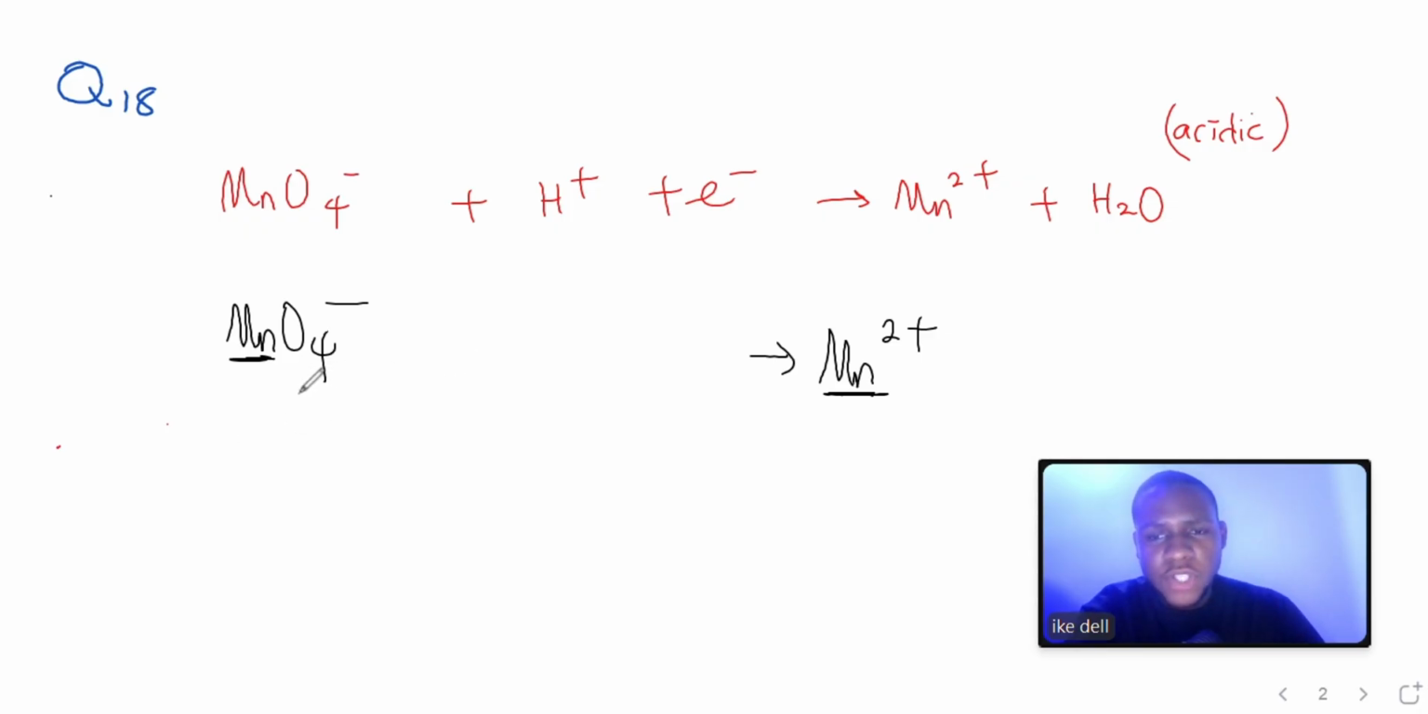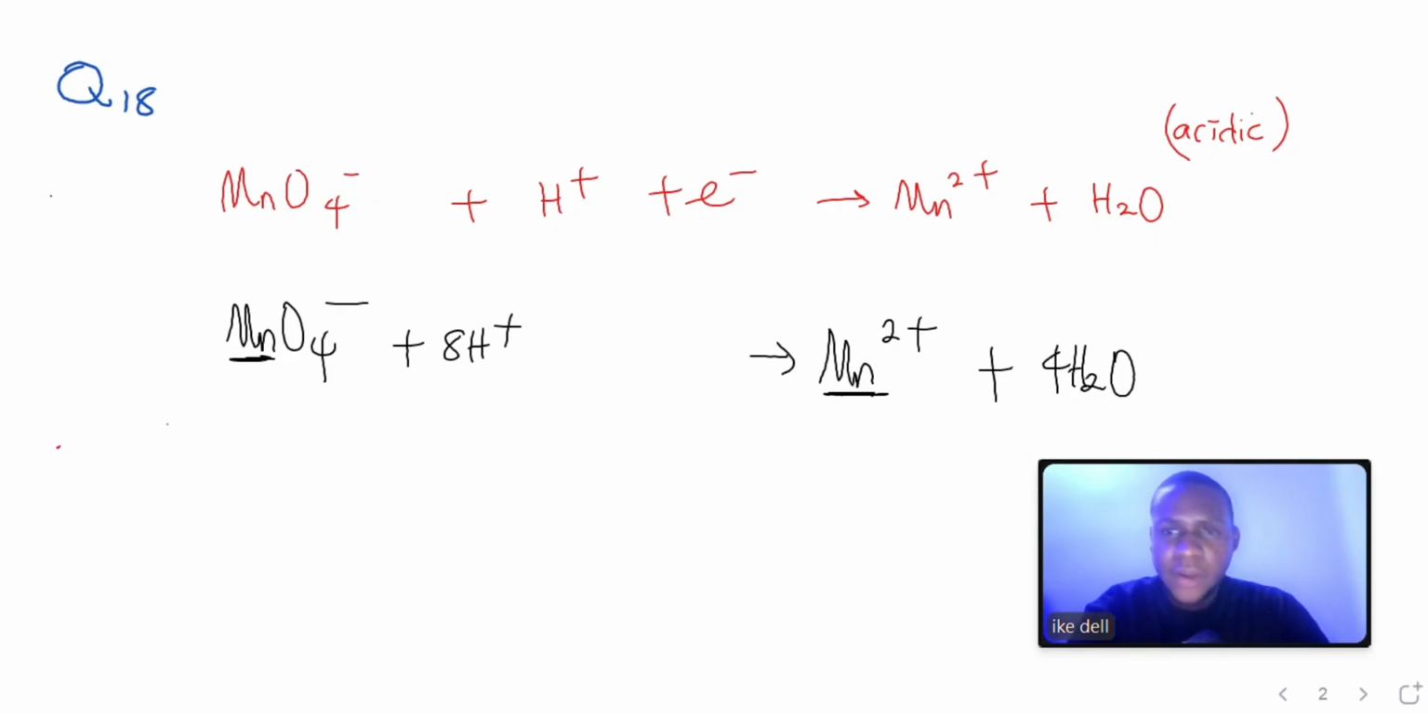We have 4 oxygen on the left-hand side. So on the product side, we're going to have to add 4H2O. Next, we want to balance the hydrogen with hydrogen ion. We have 8 hydrogen atoms on the product side. So I'm going to have to add 8H plus right here.